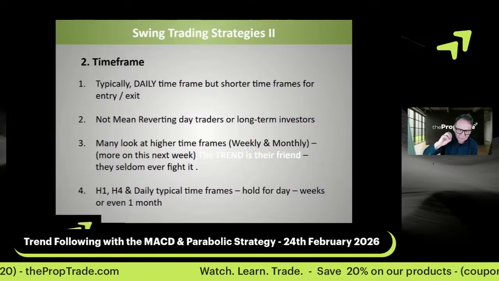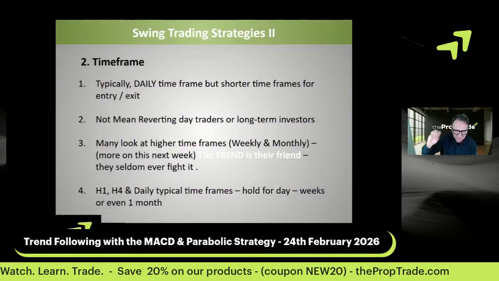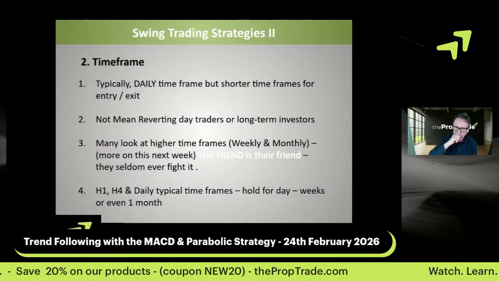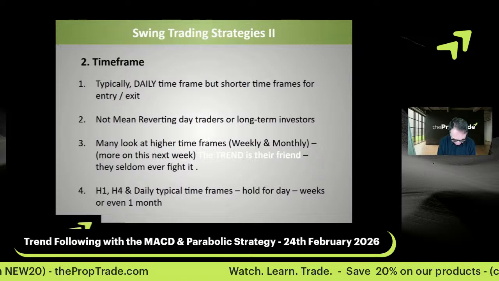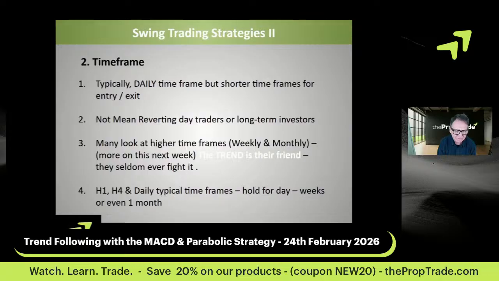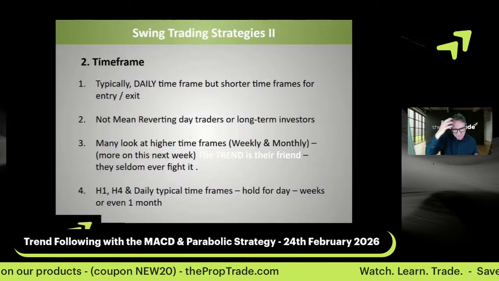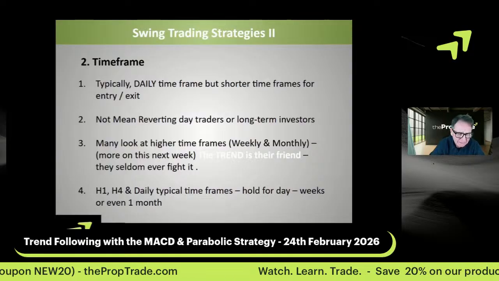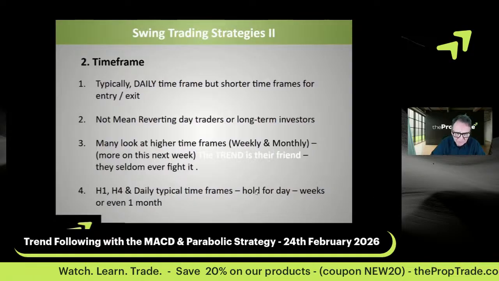If we're taking a 15-minute trade, what's the 4-hour trend doing? What's the daily trend doing? The trend is very much a swing trader's friend. They very seldom go against the trend. They go with it because why fight gravity? So typically, I say 4-hour, 1-hour, and daily. Typical trades hold for days, weeks, or even months sometimes.